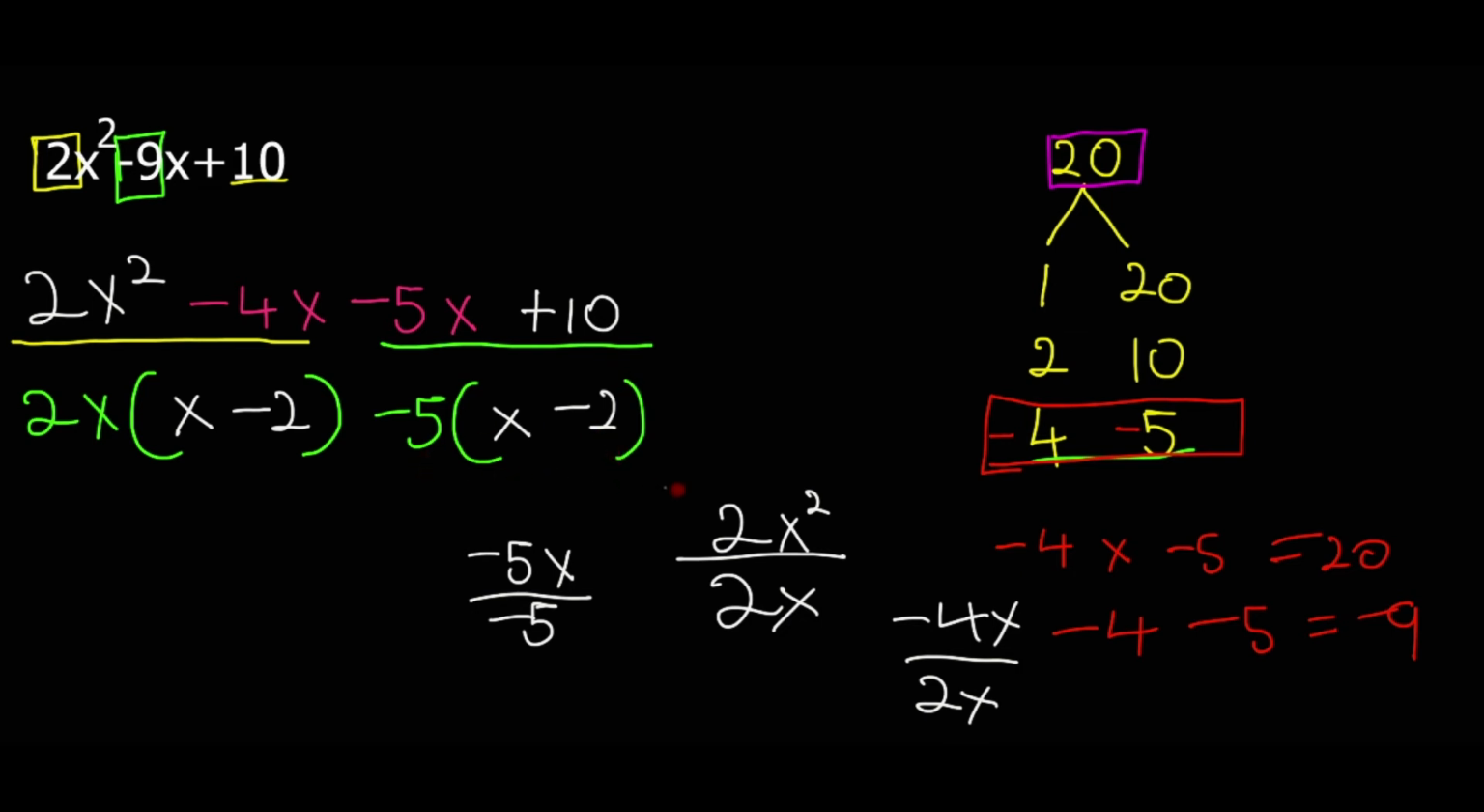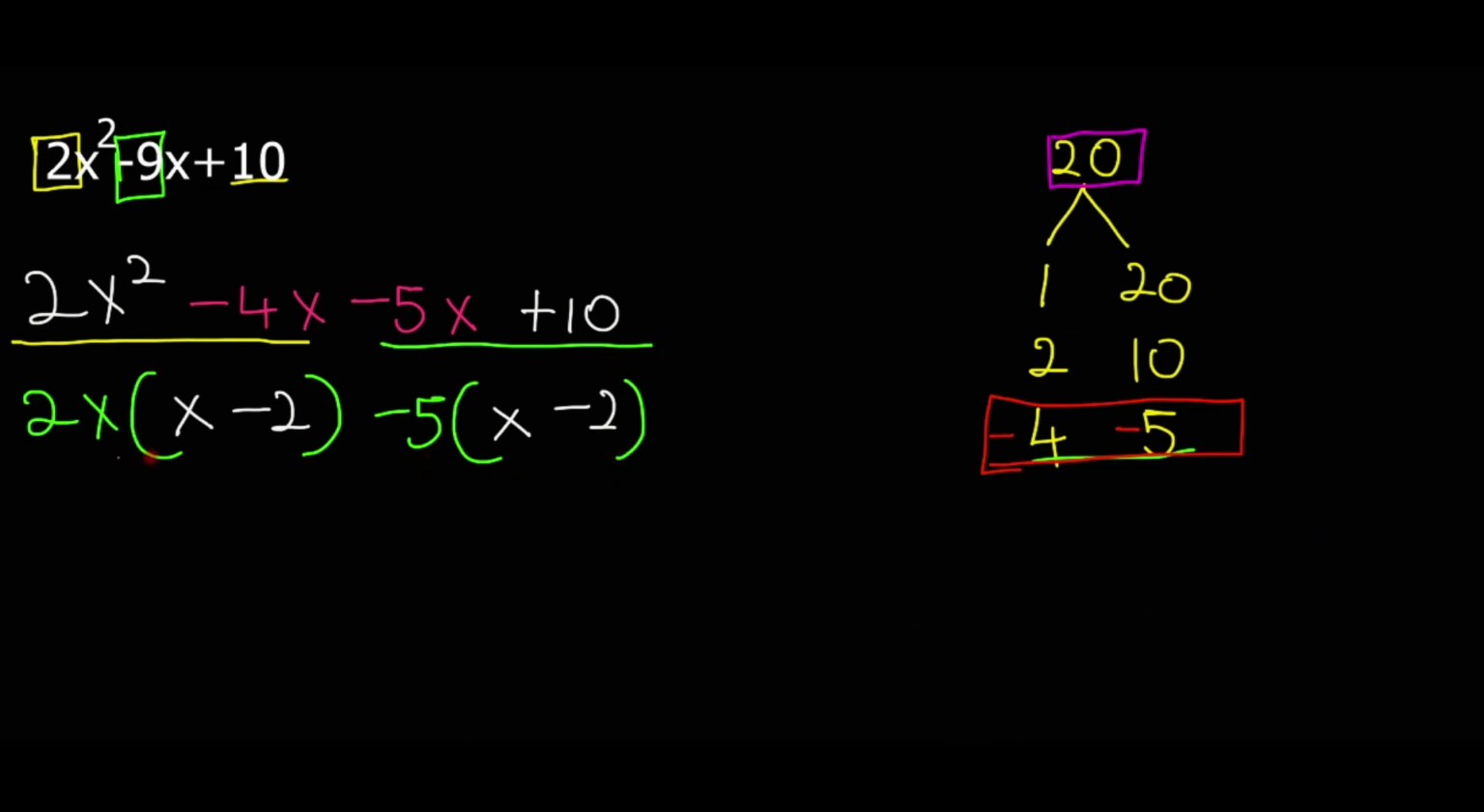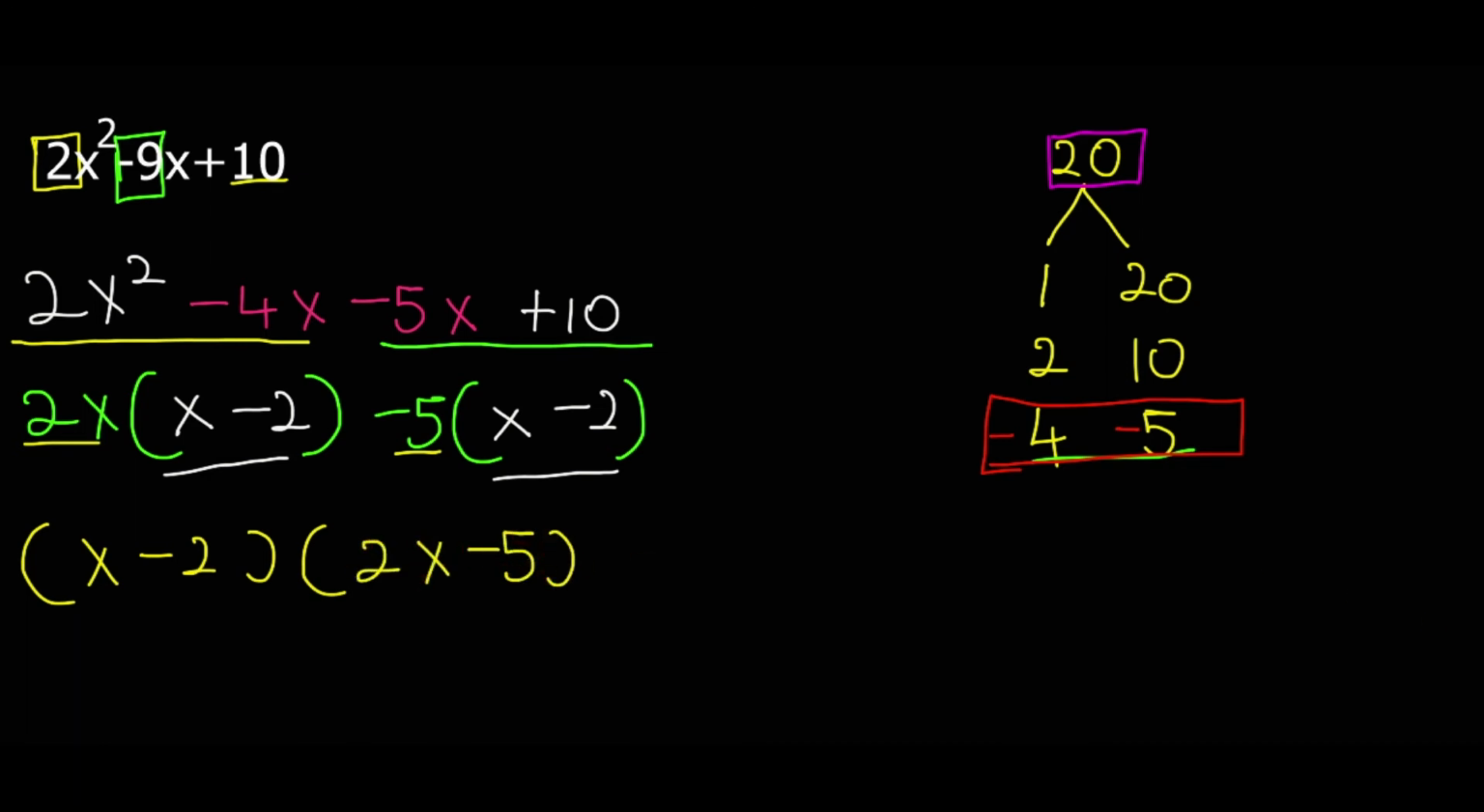Now you can notice something: we have brackets that are the same. So always when we factorize by grouping we expect to have the same brackets. When you see that you have the same brackets, this means you are on the right track. And then from here we take x minus 2 as a common factor. What we are trying to do is take one bracket and then add this one, 2x and minus 5, and then this is our answer.